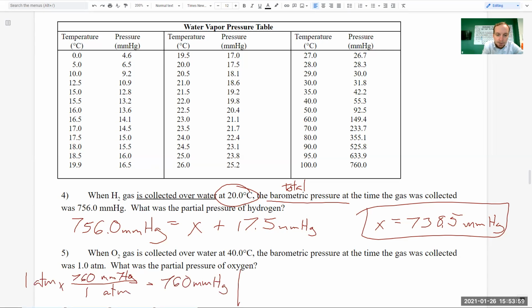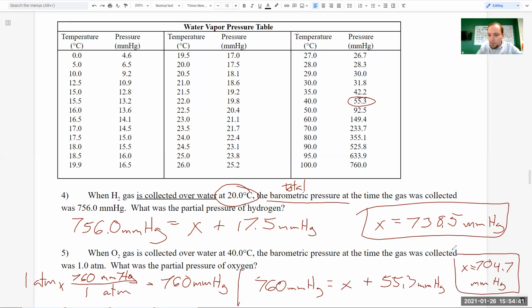So now that we know that, that's the barometric pressure. So that's going to be our total, 760 millimeters of mercury. And again, plus our oxygen pressure, plus our water pressure, 55.3 millimeters of mercury. So X is going to equal our partial pressure from the oxygen. So 760 minus 55.3 gives us the remaining part, which is 704.7 millimeters of mercury. There we go.